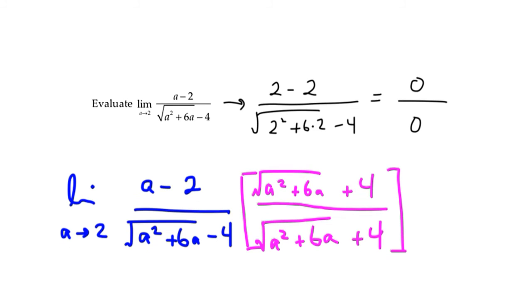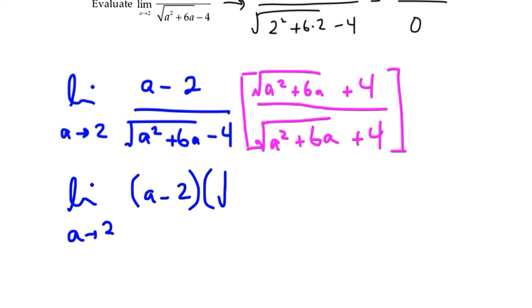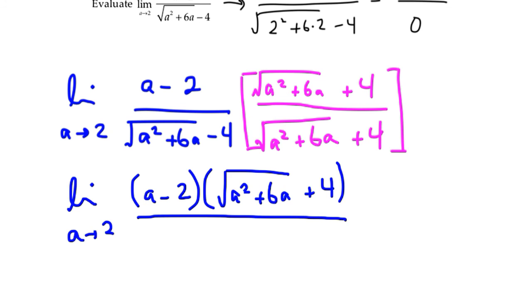Now watch what happens. I'm going to rewrite this in blue in the following way. It's a limit as a approaches 2. And in the numerator, we're going to have this ugly thing, which I'm going to leave super duper ugly. I mean, it's going to be the quantity a minus 2 times this nonsense, square root of a squared plus 6a, all plus 4, right? But on bottom, things look beautiful. Here's the way it works.